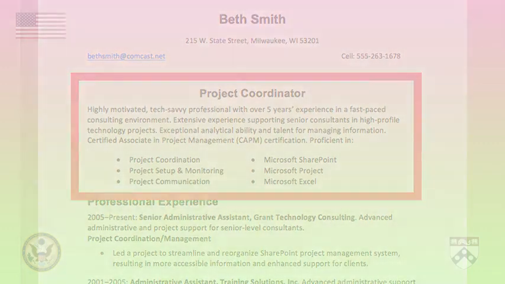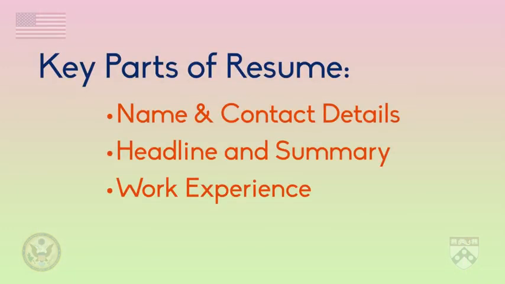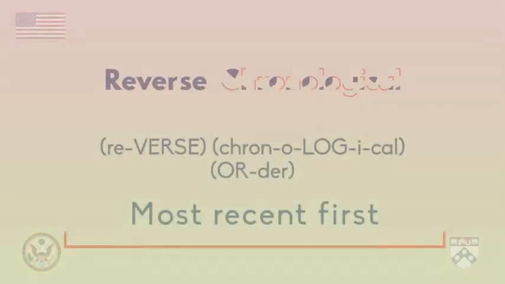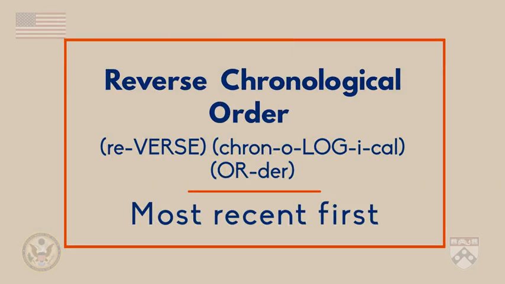The third part of the resume you need to include is work experience. Here, you can list the jobs you have worked at in the past, including your current job, if you have one. Current job means what job you have now. Be sure to list your work experience in reverse chronological order.